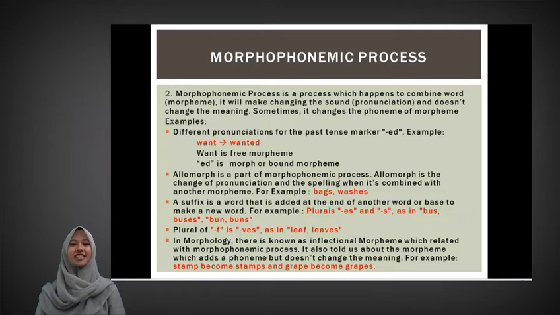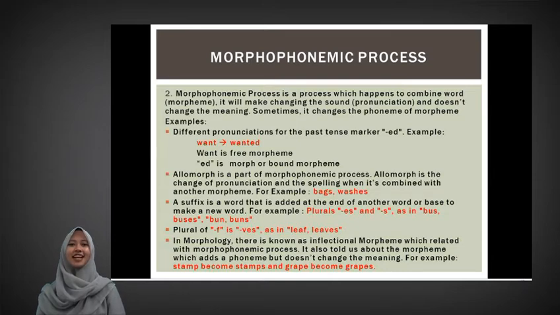So the first is the different pronunciations for the past tense marker -ed. For example, want becomes wanted. That's the different pronunciation. So here, want is a free morpheme and -ed is a morph or bound morpheme.